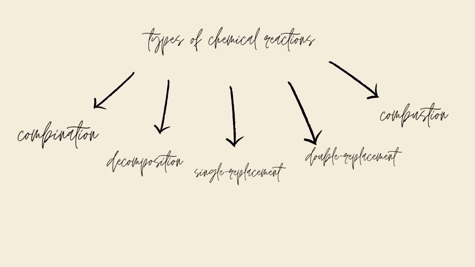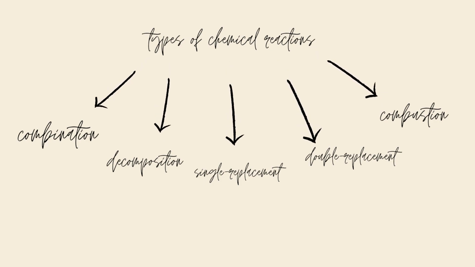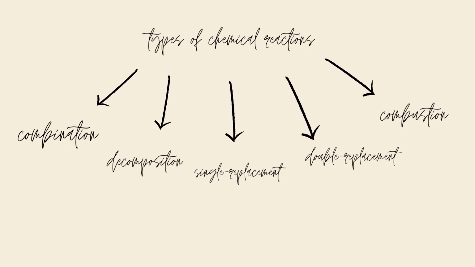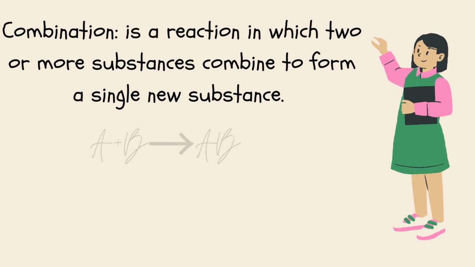Actually, we have five types, which are combination, decomposition, single replacement, double replacement, and combustion. We're gonna talk about each one separately. We're gonna define it and give an example. So let's start with combination.